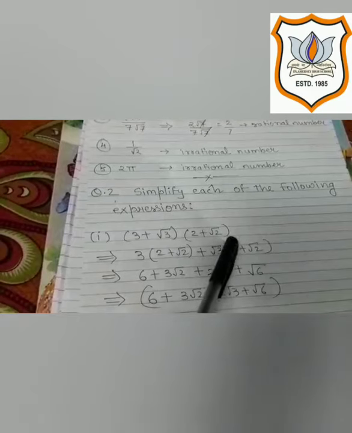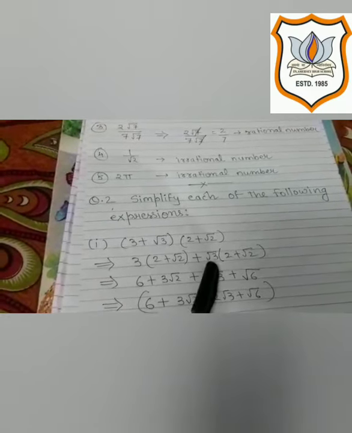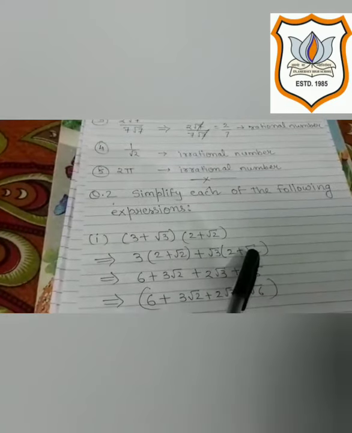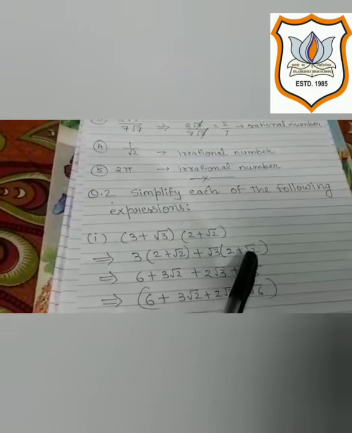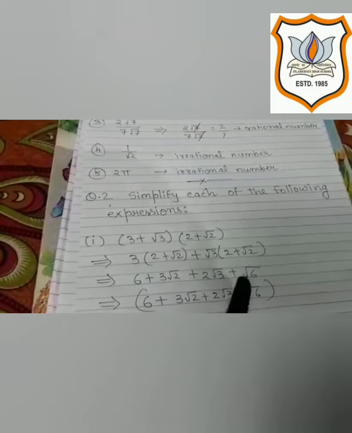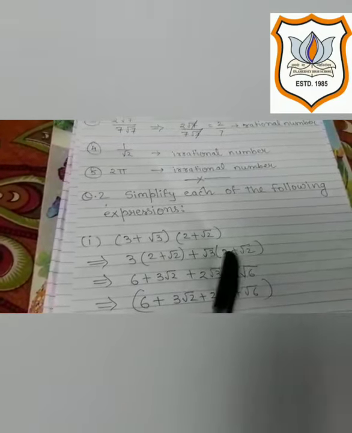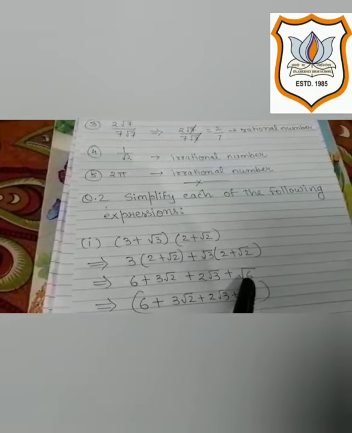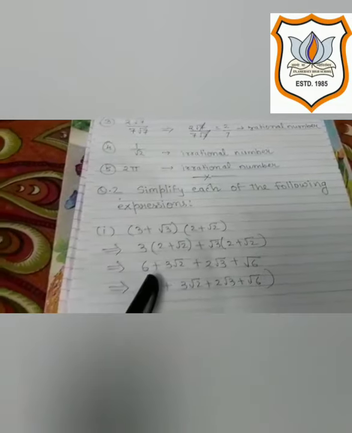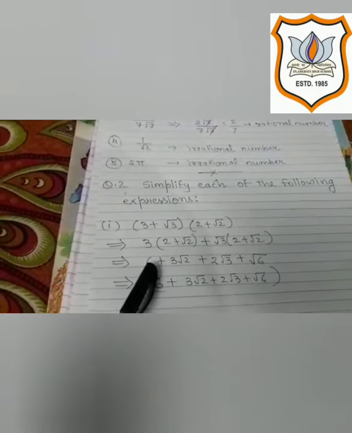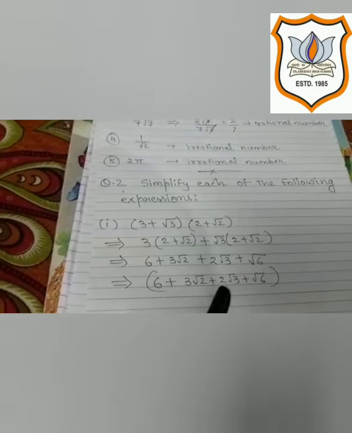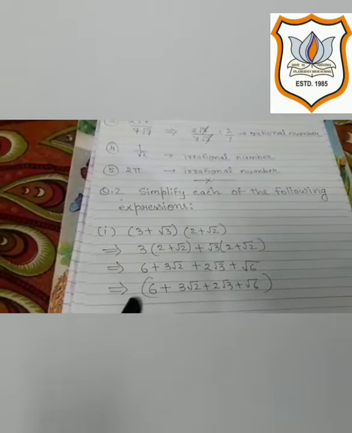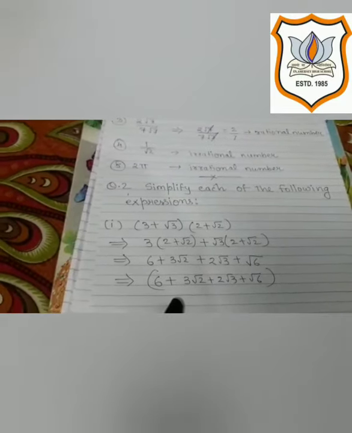Similarly, on opening this bracket, we will get root 3 into 2 which is 2 root 3, and root 3 into root 2. Root 3 and root 2 are two different numbers, and we can write under one root only, 3 into 2, that is equal to 6. So we can write root 3 into root 2 is root 6. In the next step, the simplification is 6 plus 3 root 2 plus 2 root 3 plus root 6. This is the final answer. We cannot solve this kind of expression more than this.